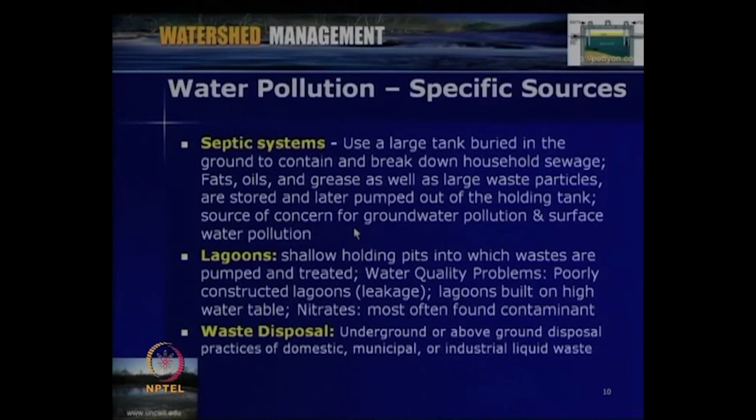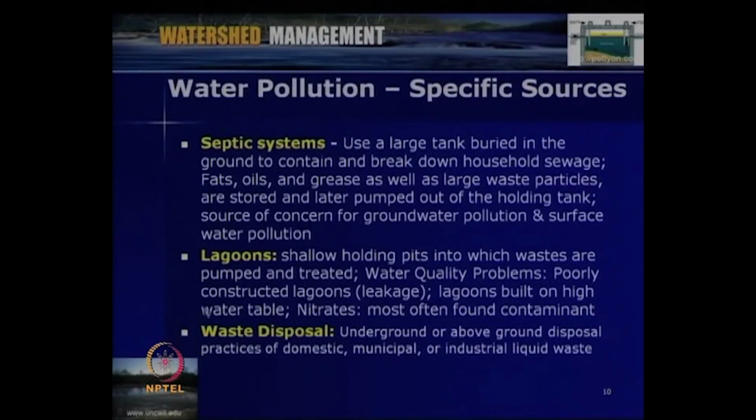These septic tanks are a source of pollution, especially to groundwater, and to surface water if there is any direct leakage. You can see that there is the inlet to the septic tank, and then we keep it for some time, and some of the things settle down. If there is any breakage in this system or overflow takes place, then that becomes a source of pollution to either the groundwater system or the surface water systems.